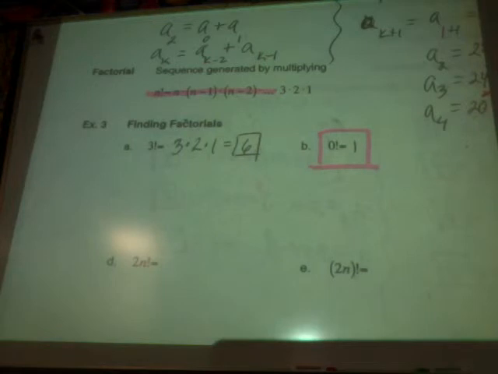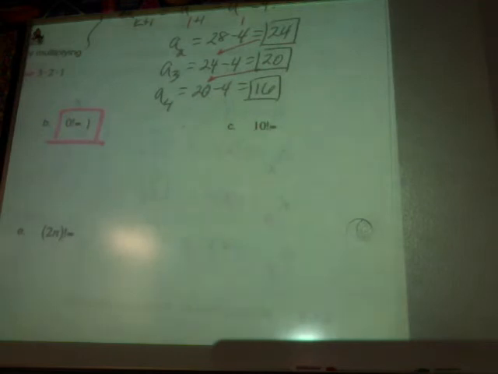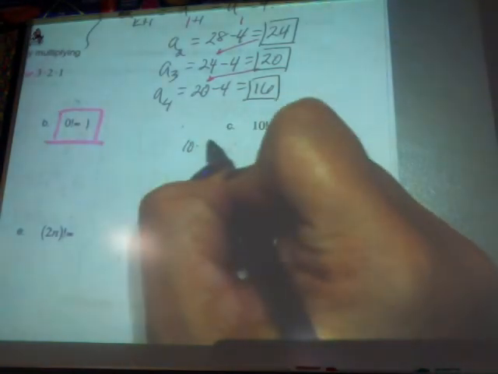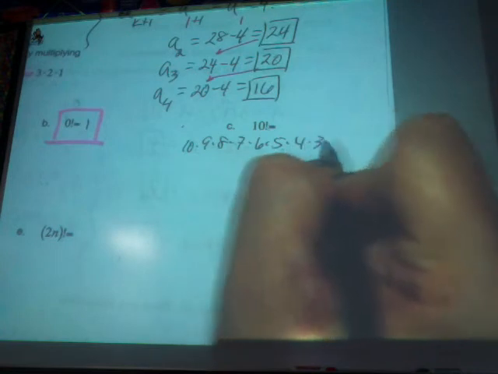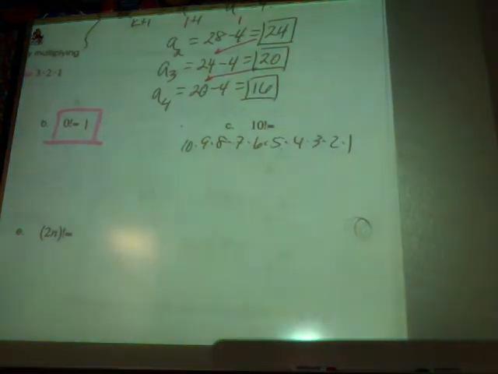All right, so look at 10 factorial. Now, once we get to 10 factorial, this is really 10 times 9 times 8, 7, 6, 5, 4, 3, 2, 1, right? That's a big number. It's a lot of multiplying. Would you like to know how to do it on your calculator?